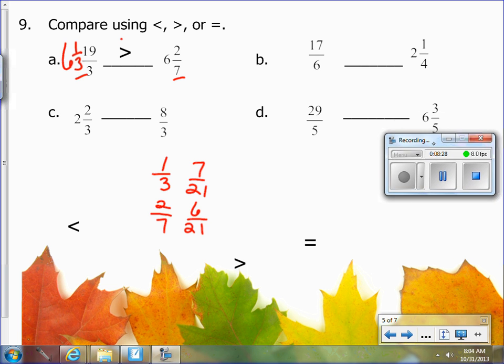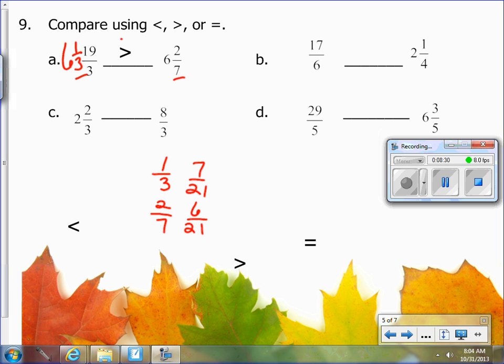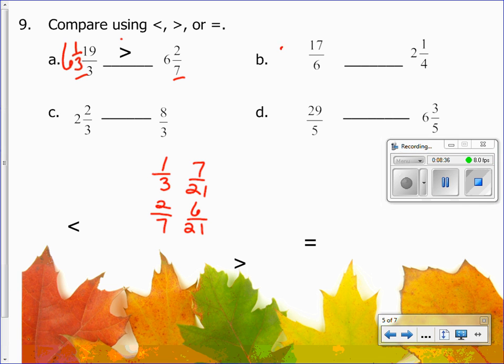Okay, so in B, let's change B to a mixed number. So in B, this changes to 2 and 5/6, and we're comparing 5/6 to 1/4 because our whole number is the same. So hopefully you can look and tell that 5/6 is going to be greater than 1/4. So 2 and 5/6 is going to be greater than 2 and 1/4.